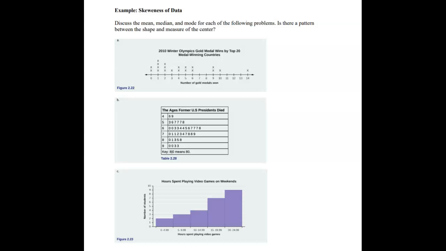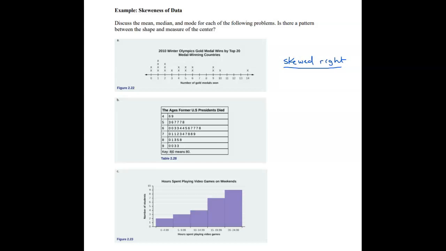So you can see that this data here is skewed. Most of the countries are winning 0, 1, 2, 3 gold medals. There are some that are winning much more, 9 and 10, and one that wins 14. So this is skewed right. When most of the data is concentrated on the lower end and you have a few outliers on the right end, this is skewed right.